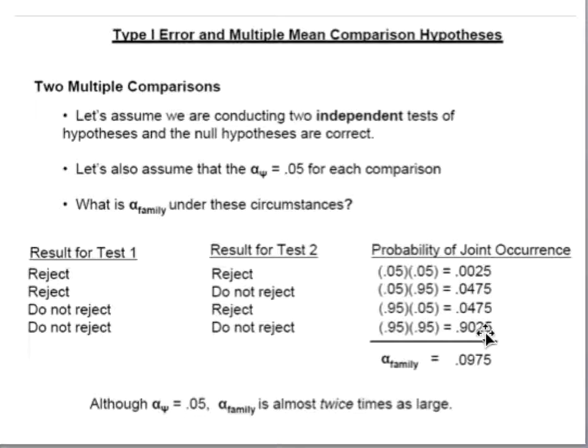And not rejecting either is pretty good, about 90%. So when I add up all of these different probabilities for having at least one rejection, kind of like we did with flipping the quarter, right? Probability of getting at least one head. Probability of me getting at least one rejection is almost 10%. And so among these 2 tests, my error rate, or the rate at which I would get at least one false positive, is now almost 10%.